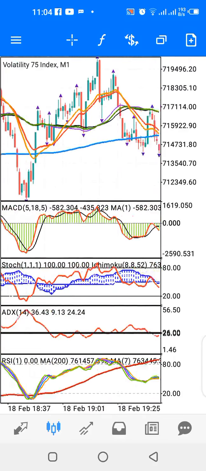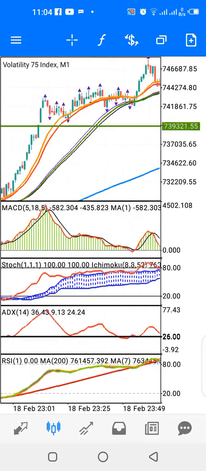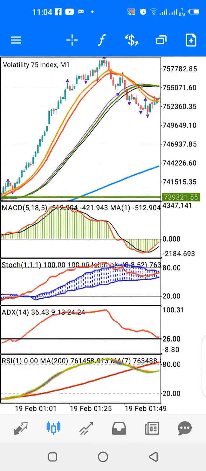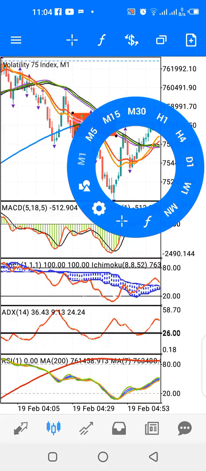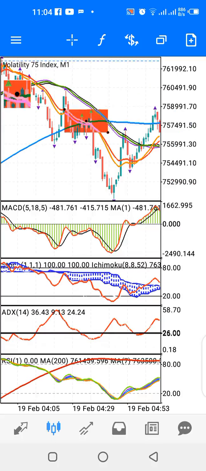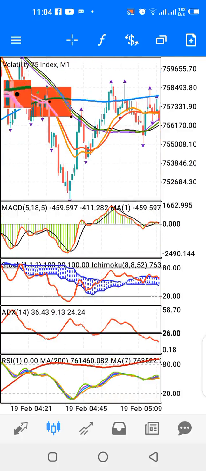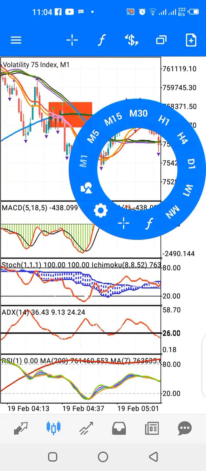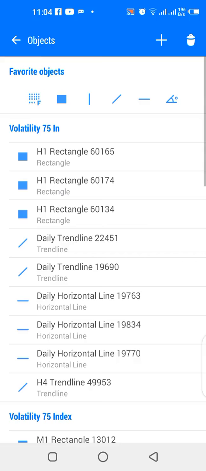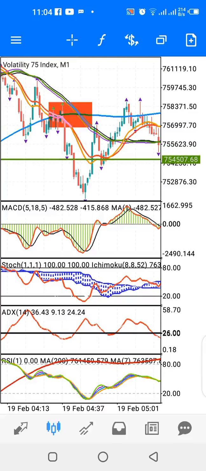and continued up to somewhere around here. Okay, where we now have trend change. Okay, we have a trend change here. So let's say we close our trade somewhere around here when the trend change is confirmed.